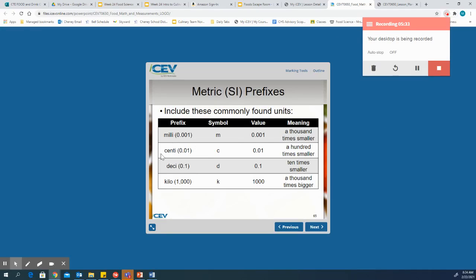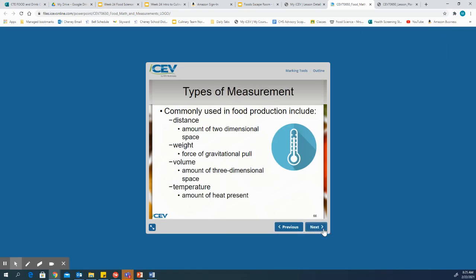So you'll see milli, centi, deci, and kilo. So milli is 1,000 times smaller, centi is 100 times smaller, a deci is 10 times smaller, and a kilo is 1,000 times larger. So like a millimeter, a milliliter, a centiliter, those kinds of things is what you're going to see.